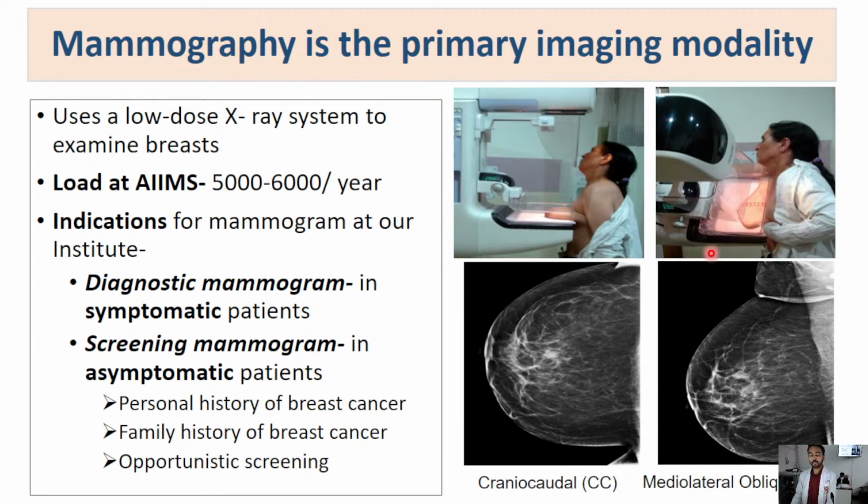The indications for a mammogram can be divided into diagnostic mammogram, which is done in symptomatic patients, and screening mammogram, which is done in asymptomatic patients. In our case, we usually do it in patients with a personal history or a family history of breast cancer, and those who present to our hospital with unrelated complaints.